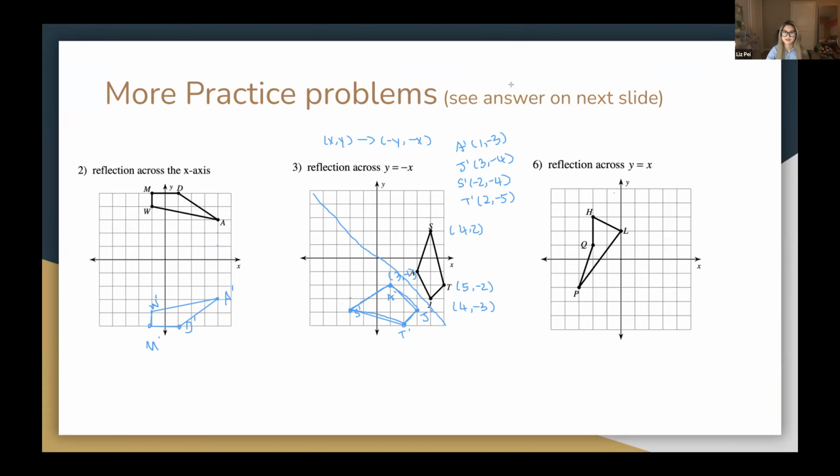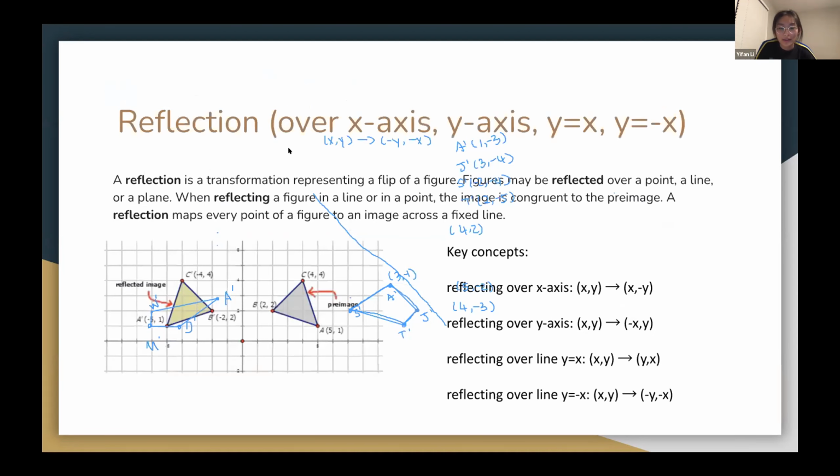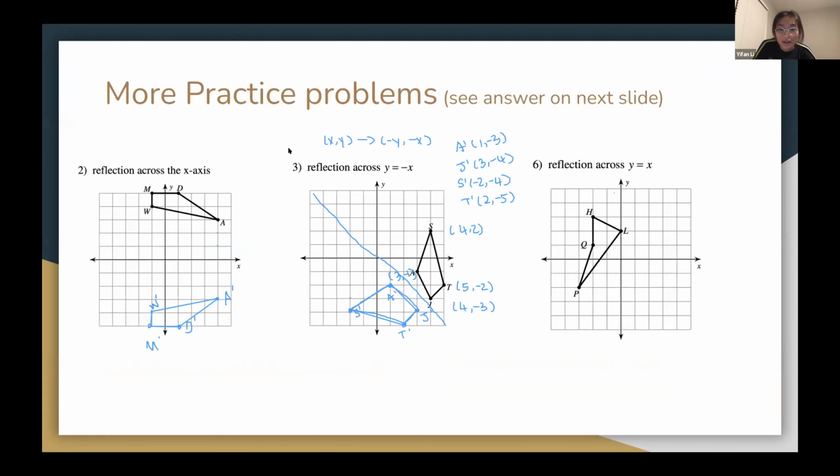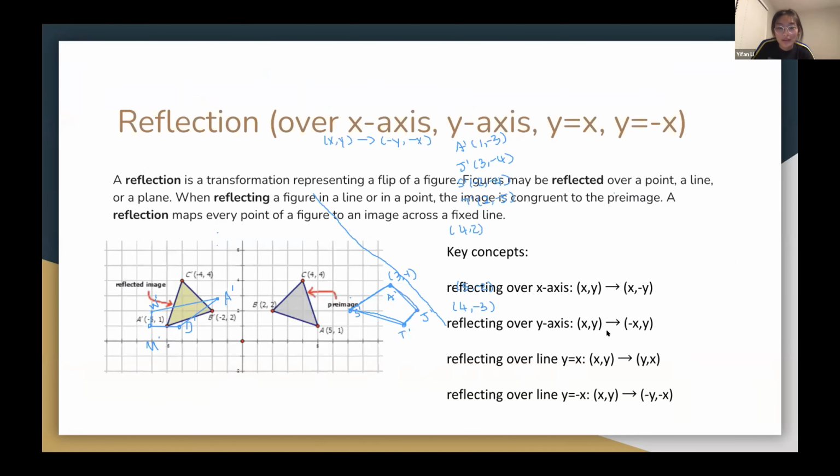So Yifan can go over the next one. Okay, for number 6, let me annotate. So the formula is (x, y) to, wait, what was it? (y, x).